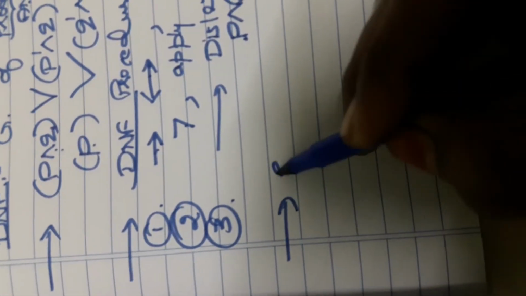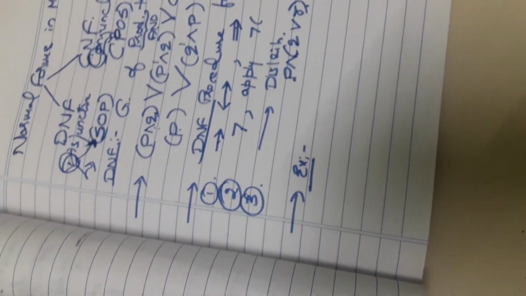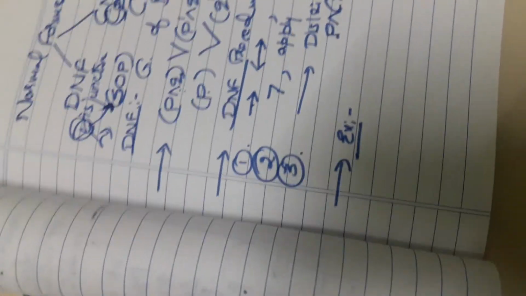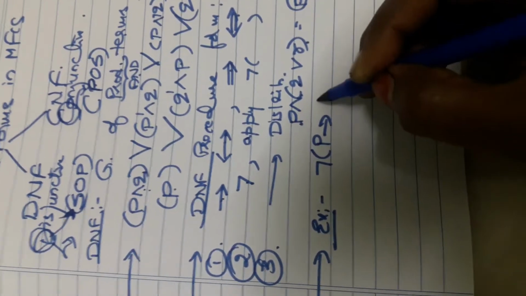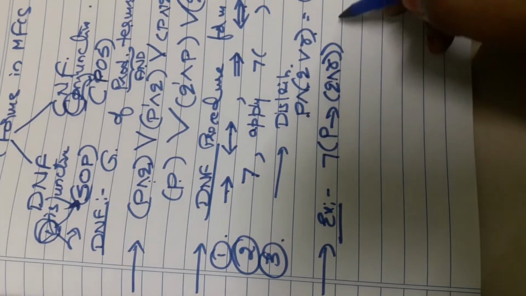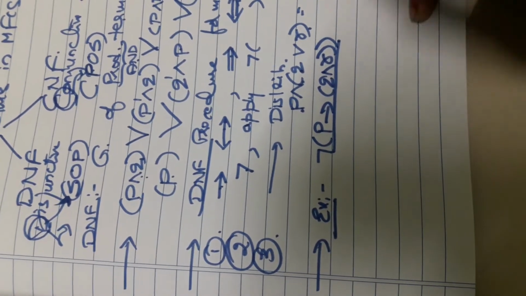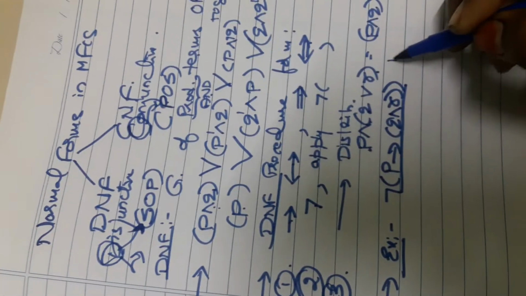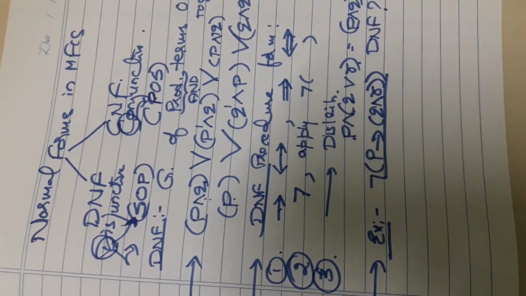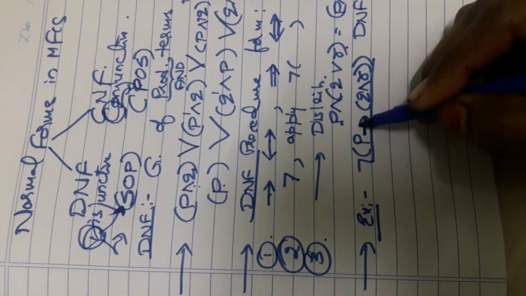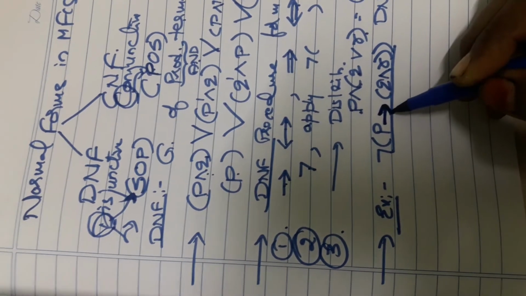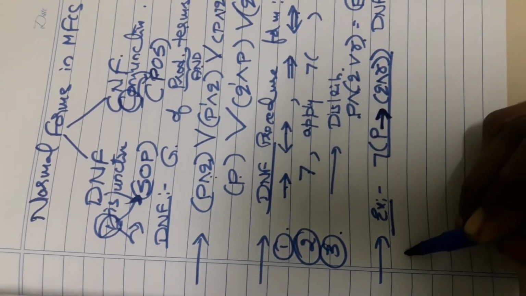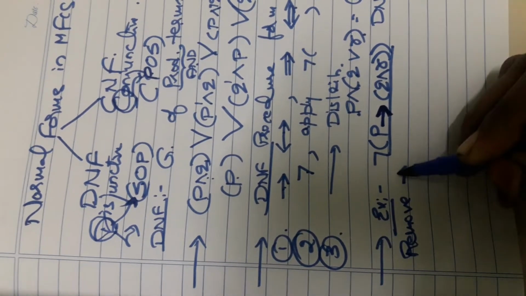Now we will see a simple example of how to convert a logical expression into a DNF form. For example, negation of (P implies Q and R). This is a logical expression. Convert this logical expression into DNF form. What is the first step? If connectives are there, remove the connectives. This single arrow represents the biconditional. So first step is to remove the conditional.